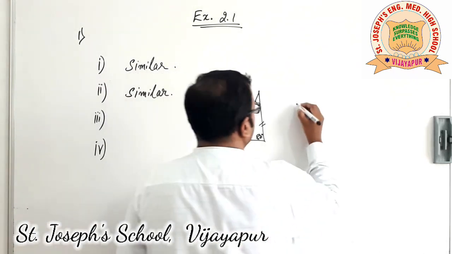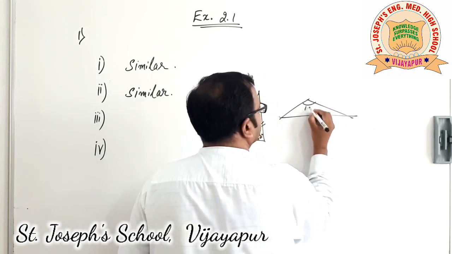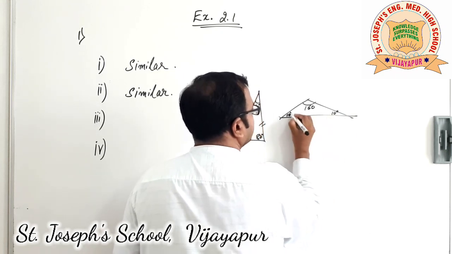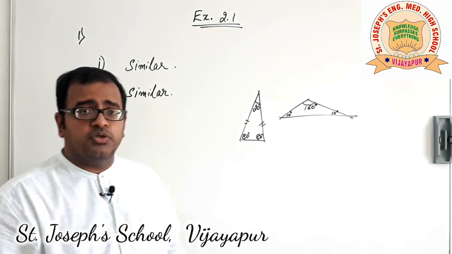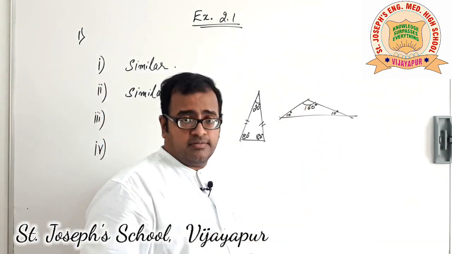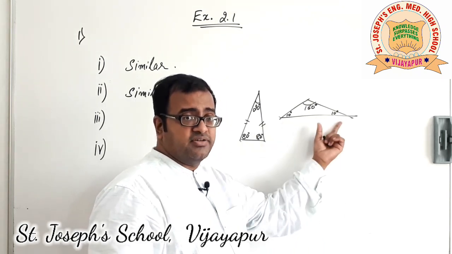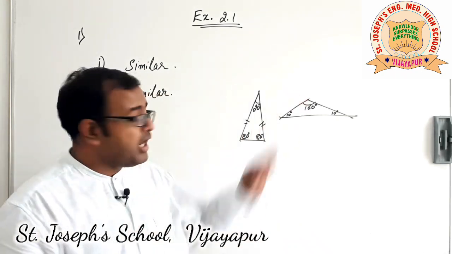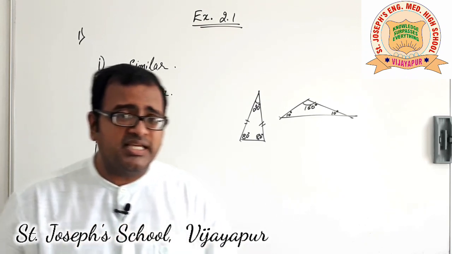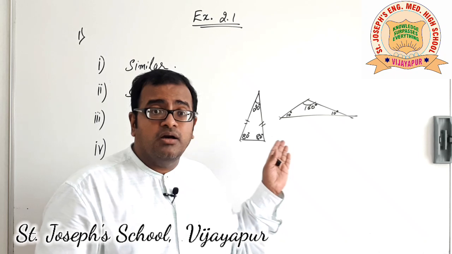I'll draw one more isosceles triangle. In this example, you find one more isosceles triangle with angles 160, 10 and 10. Here again we have an isosceles triangle with two angles equal, 10 degree and 10 degree. But they both are not similar. Clearly they are of different shapes. So we cannot say that isosceles triangles are always similar. Neither can we say that they are congruent.